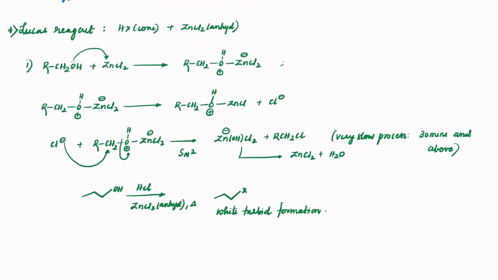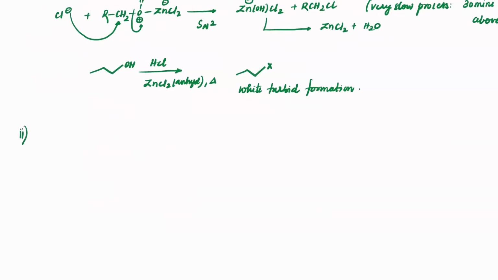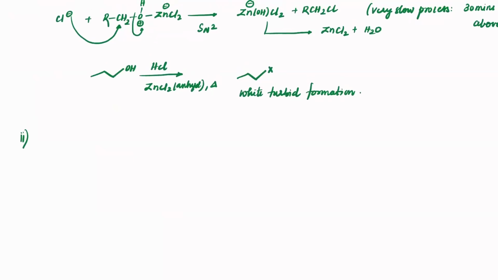Got it? So it will form a white turbid here. So next, notice the second point here. Second reaction is if you have R, CH, R and OH. If you have 2 degree alcohol, and then you are reacting this with anhydrous ZnCl2.